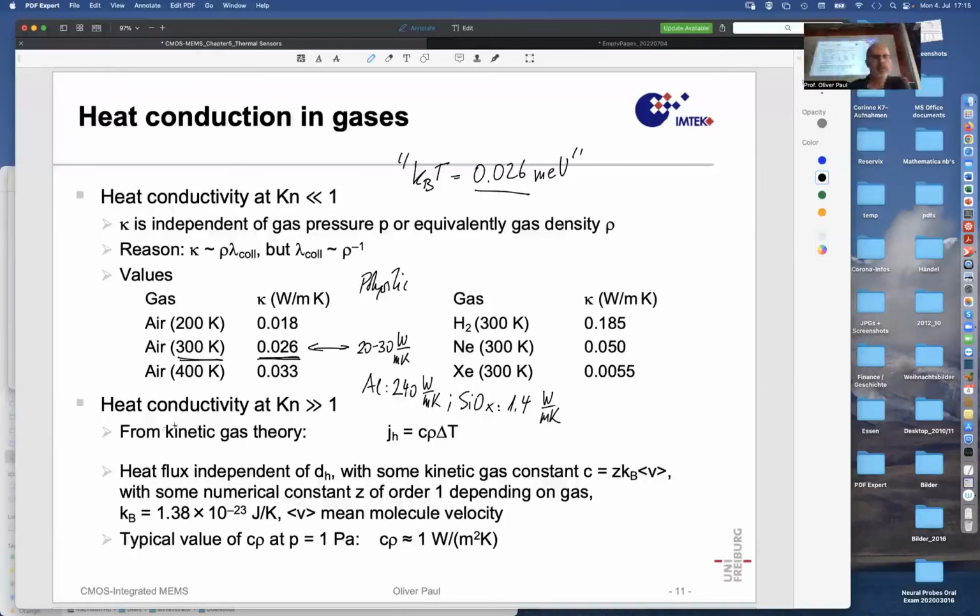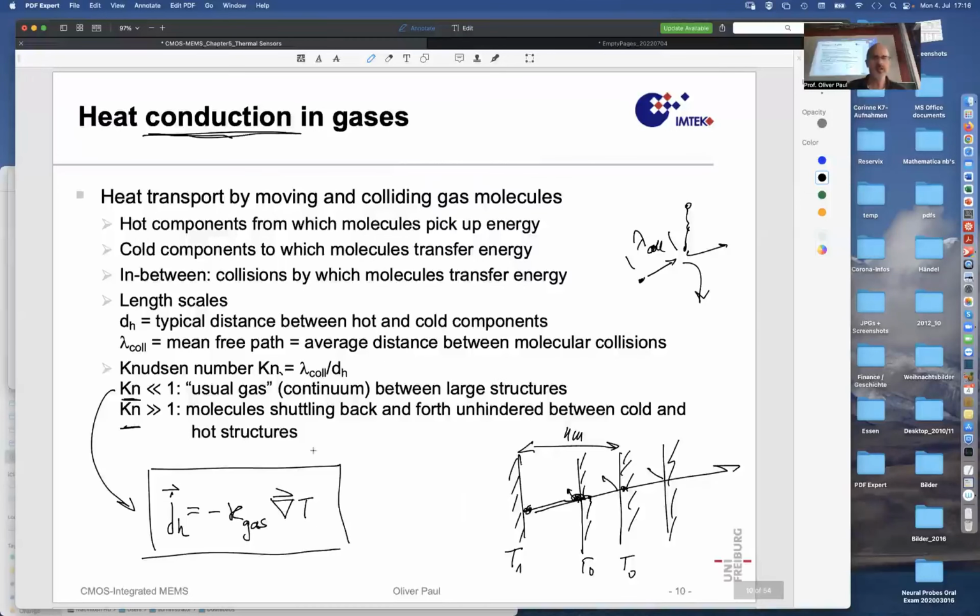Okay, now we also have heat conduction at Knudsen numbers larger than 1. And there is a result from kinetic gas theory, which I have summarized schematically like this. The heat flux density is proportional then to delta T, and it does not depend on the length anymore. The length is not in here. The length is here. This is delta T over length.